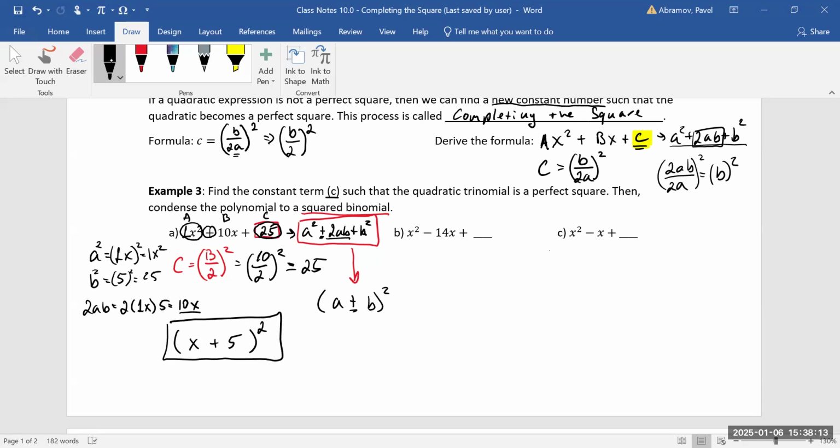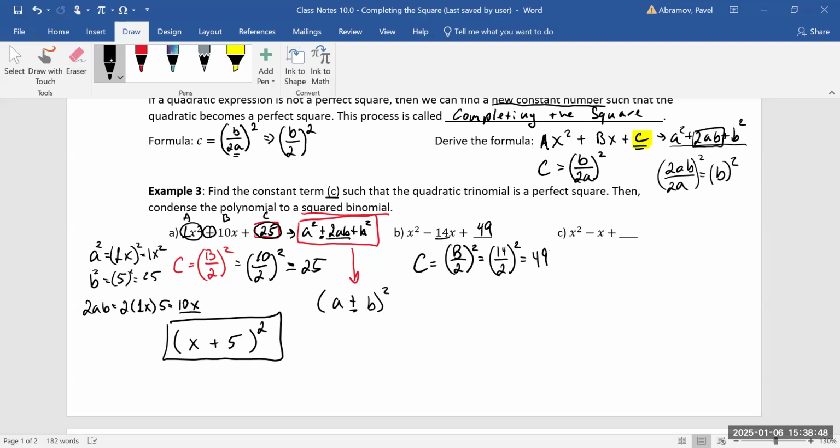Okay, let's do 2 more examples. Okay, so we have x squared minus 14x plus some unknown term. So once again, we're finding this new c term, which is taking the b term divided by 2 squared. In this case, our b term is the middle term, which is 14. Notice I'm ignoring the sign. It doesn't really matter because it will be squared anyway. So it's going to be 14 divided by 2 squared. So that is 7 squared, or 49. So 49 is the number that we need in order to make it a perfect square.